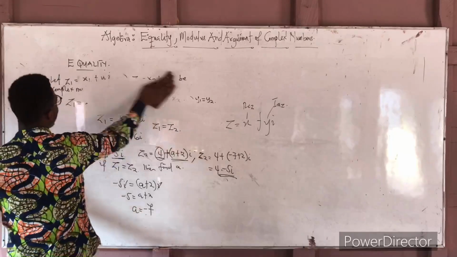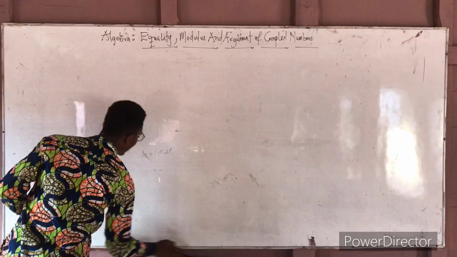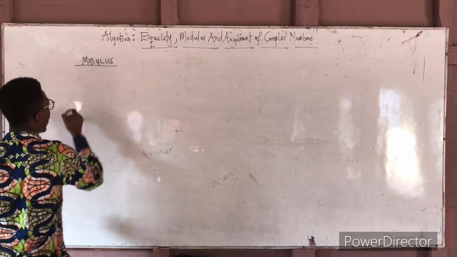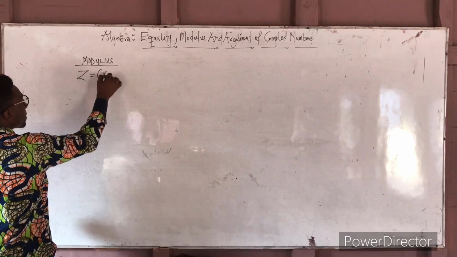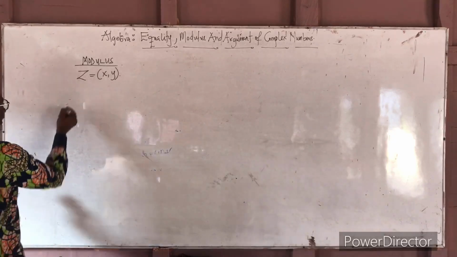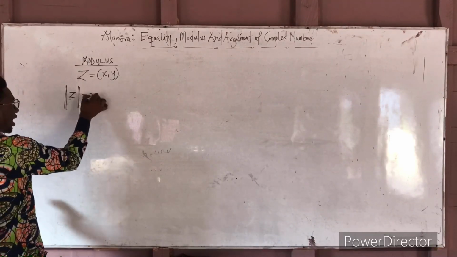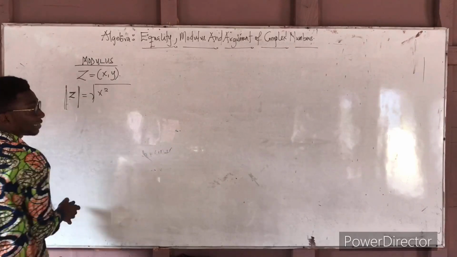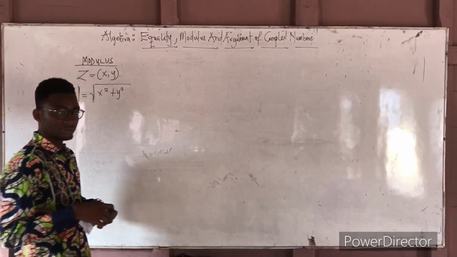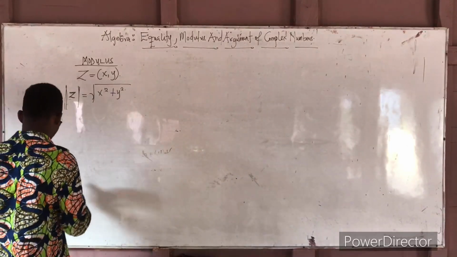Let's look at the modulus and the argument of the complex number. Taking the component notation of the complex number, the modulus of this complex number z is represented this way, and that is simply equal to the square of the real part plus the square of the imaginary part, all under a square root.